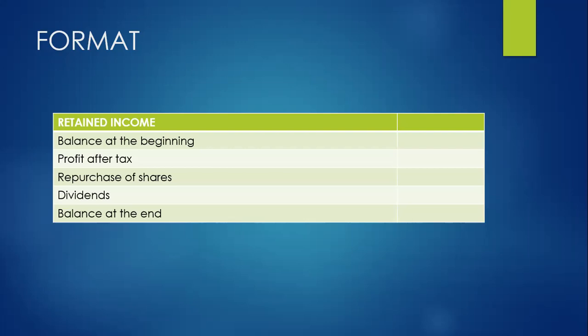So this is the format. You have the balance at the beginning, you add the profit after tax, you deduct the amount for repurchase of shares that has to do with the retained earnings, you deduct dividends, and then you have the balance at the end.